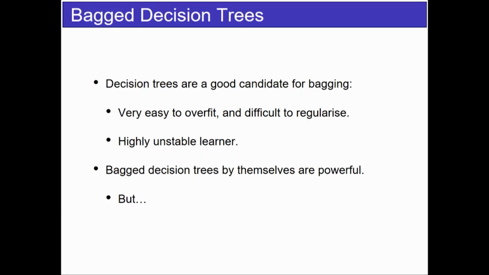But still, if you know it, you will realize that it's a very, very powerful classifier. It can fit almost any data and get you 100% accuracy. That's not always a good thing, because it's a very high capacity learner, and because of that, it's very highly unstable. If you give different subsets, it will learn very, very different classifiers. So that means it's a very good candidate for bagging. And it's very easy to overfit, and it is difficult to regularize it.